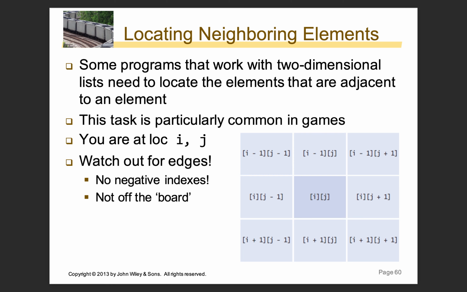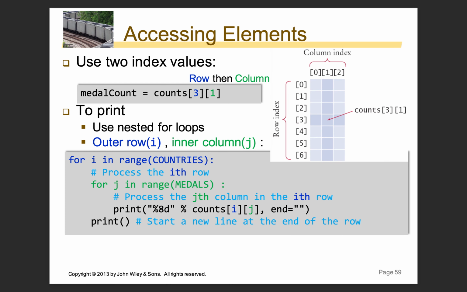So that's quite an interesting thing to do. Maybe take a pause, create your own medal table, and try to print it out. But the first index is the row, the second index, sorry, is the column.